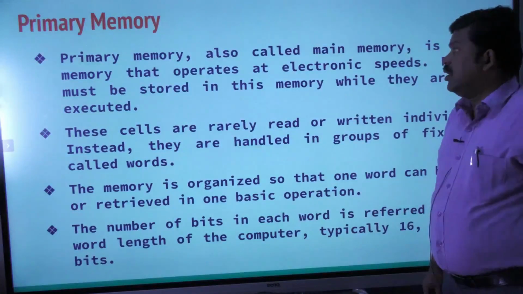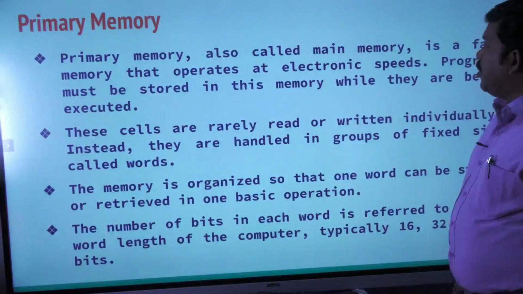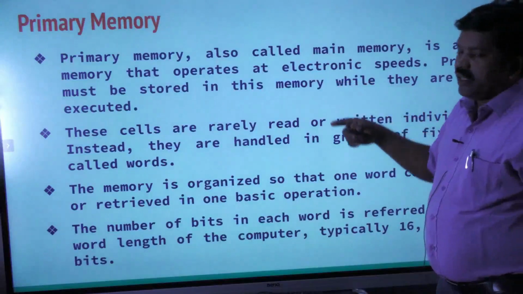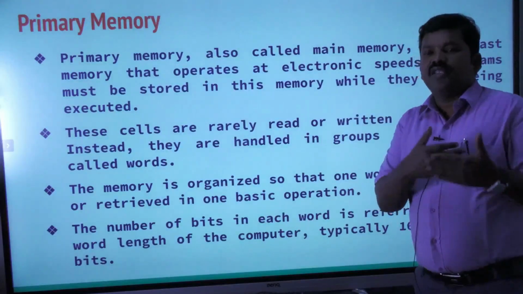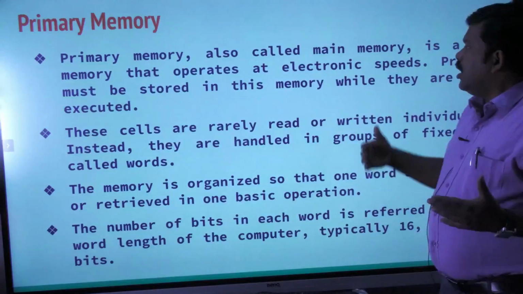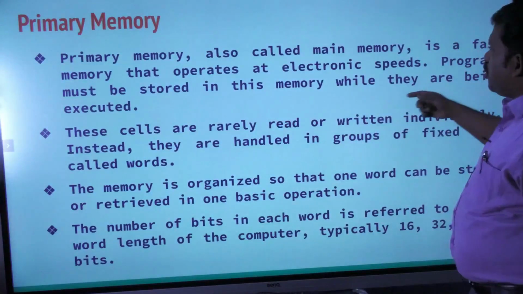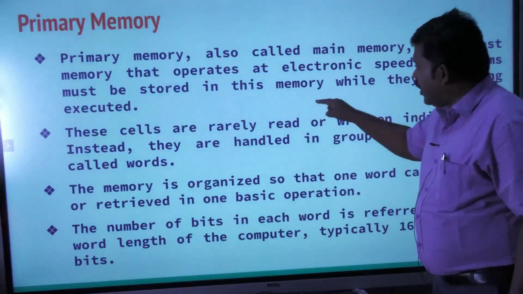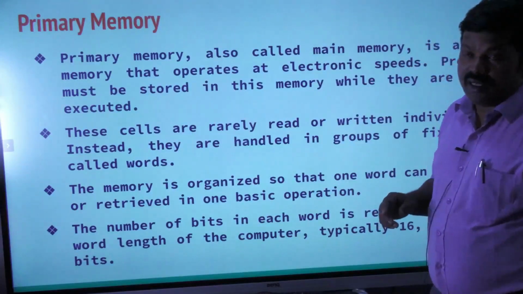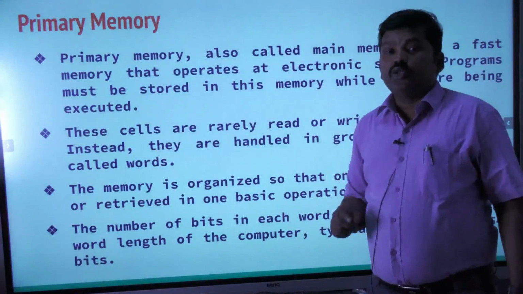Whatever the term, you can call it primary memory or main memory. It is a fast memory whose speed is almost synchronized with the CPU speed, that is, the data transfer between the memory and the CPU is synchronized. The programs must be stored in the memory while they are being executed. Otherwise the CPU cannot execute user programs.